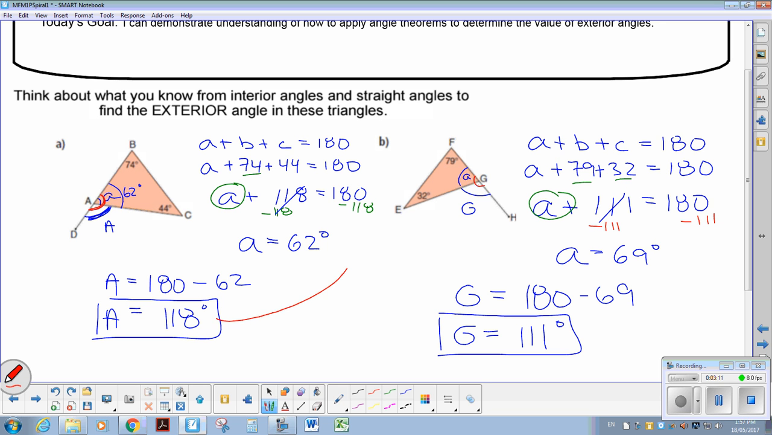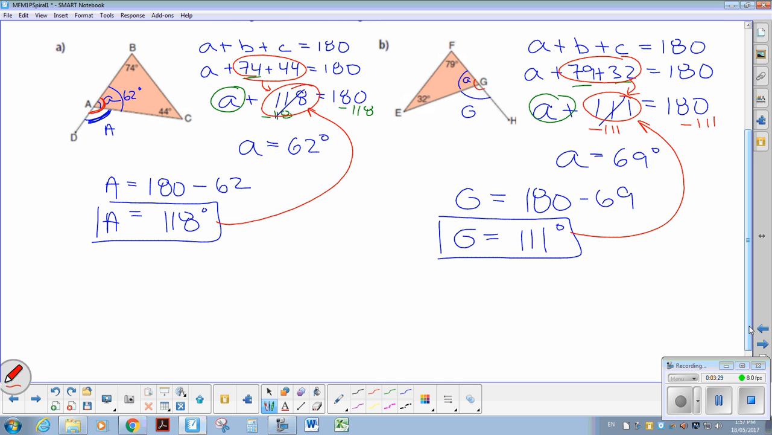Now, in both cases, those numbers came into play. That 118 appeared right here in the equation. The 111 appeared right here in the equation. Where did they come from? Well, they came from taking the sum of the two known angles in both cases. So that exterior angle is really just the sum of the two other interiors.